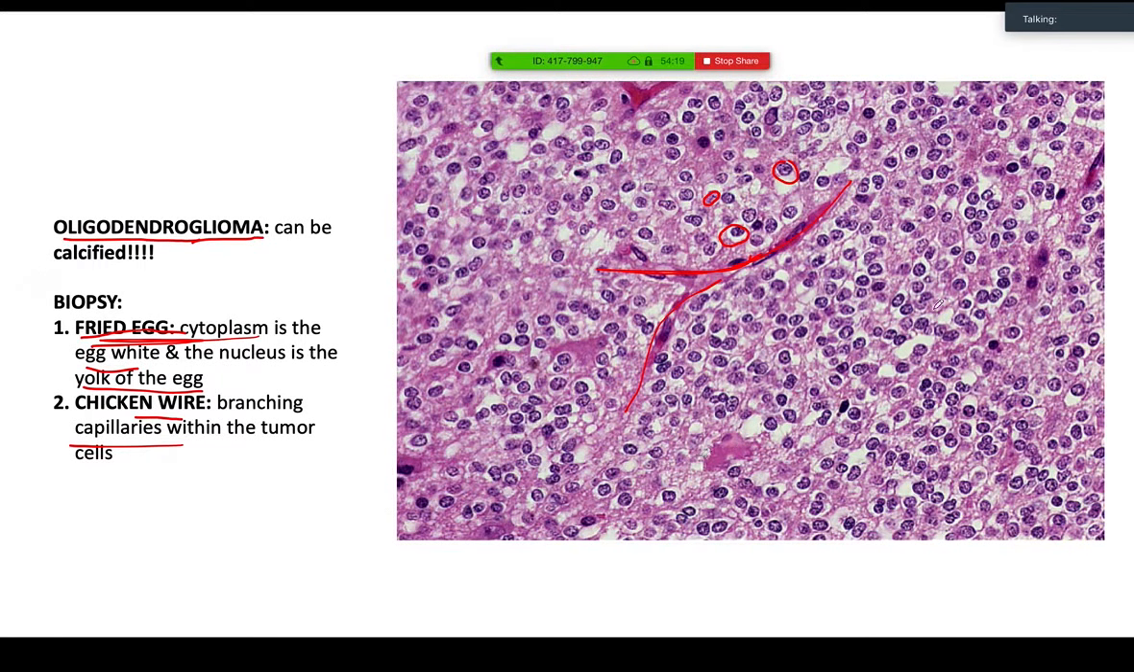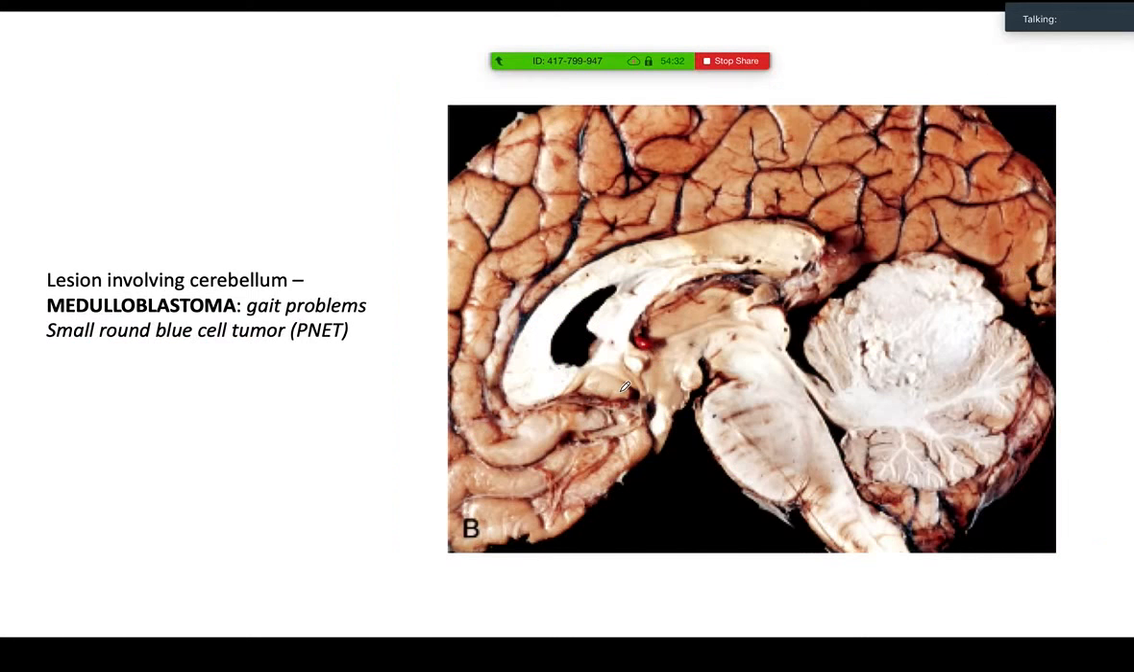All right, so again, this looks very different from the last two we looked at. Here, I don't see necrosis. I don't see groups of cells clustering together. This is pretty diffuse, and the cells look very different. If you have a lesion involving the cerebellum, guess what? You have a medulloblastoma. Go on to the next question, okay?